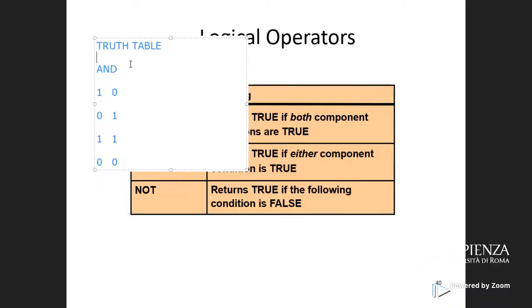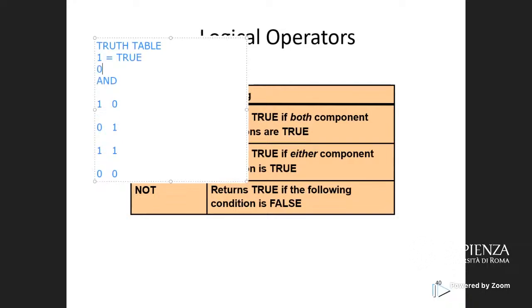So to make this clear, we'll say 1 is true, and we'll say 0 is false. So let us complete this truth table now. So 1 and 0 is what? True. Okay.